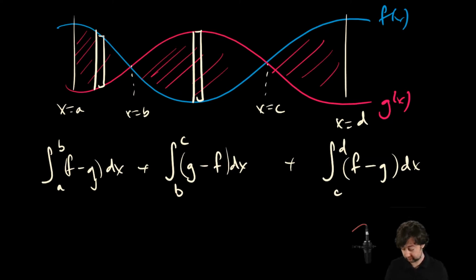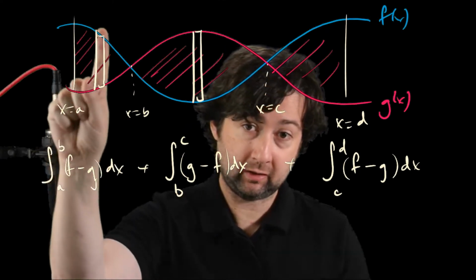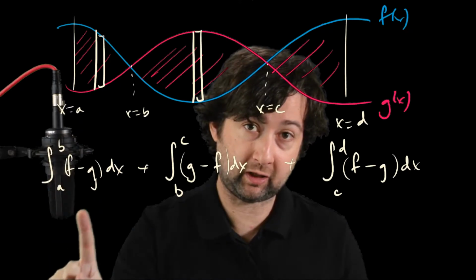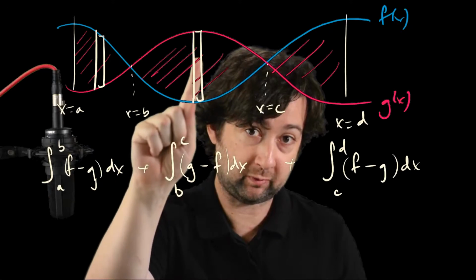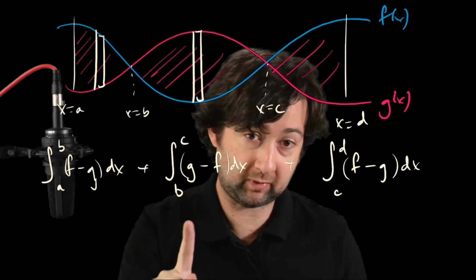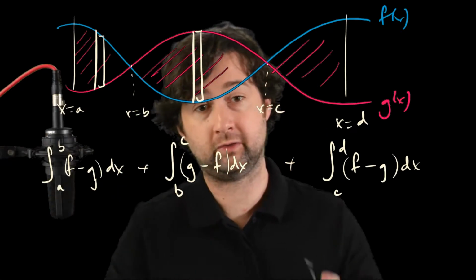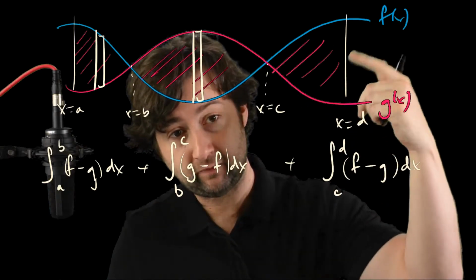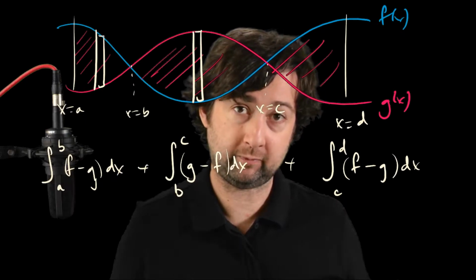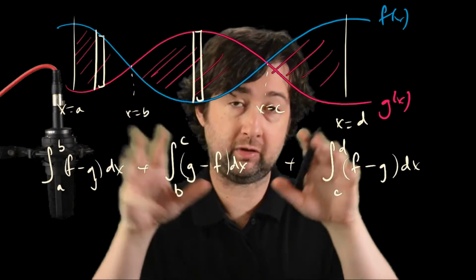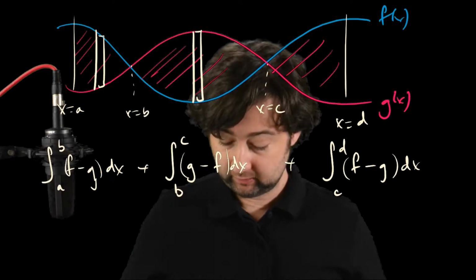Okay? So again, what we're doing here is, in this region, I just used the same formula I had before because f is always on top. In this region, I use the same formula from before, but g is always on top, so it's g minus f to determine the height of the rectangles. And for this region, f is on top, so it's f minus g to determine the height of the rectangles. And so the sum of areas gives you the area of the entire region.